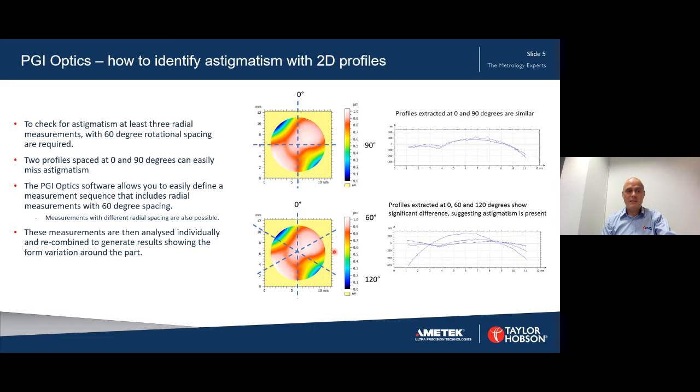Now the PGI Optics software allows you to easily define a measurement sequence that includes radial measurements with a 60-degree spacing, as in this example, but you could do it with a smaller spacing. So you could do every 45 degrees, you could do every 10 degrees. It depends what you want to get from the measurement and how much time you have available. Once we've taken the three measurements, we'll analyse them individually and then recombine them to generate the results showing the form variation across the part.